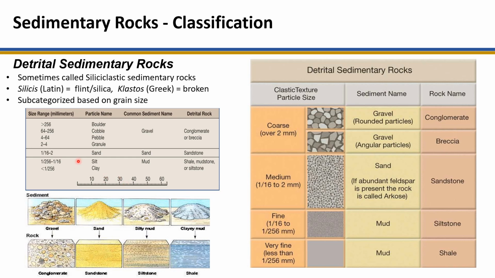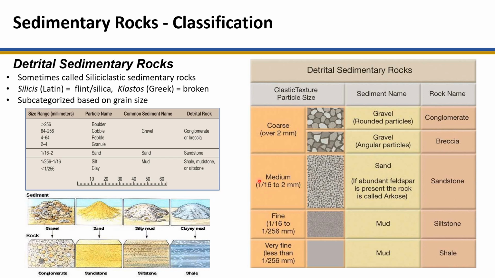First, coarse grain detrital sedimentary rocks. These rocks are made up of clasts larger than 2 millimeters in diameter. Examples of coarse grain detrital sedimentary rocks include conglomerate and breccia. Then we also have medium grain detrital sedimentary rocks. These rocks are made up of clasts between 2 millimeters and 0.0625 millimeters in diameter. An example of medium grain detrital sedimentary rock is sandstone.